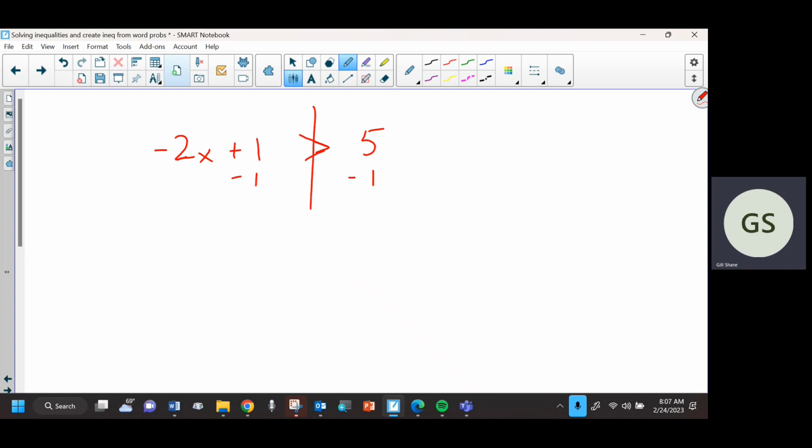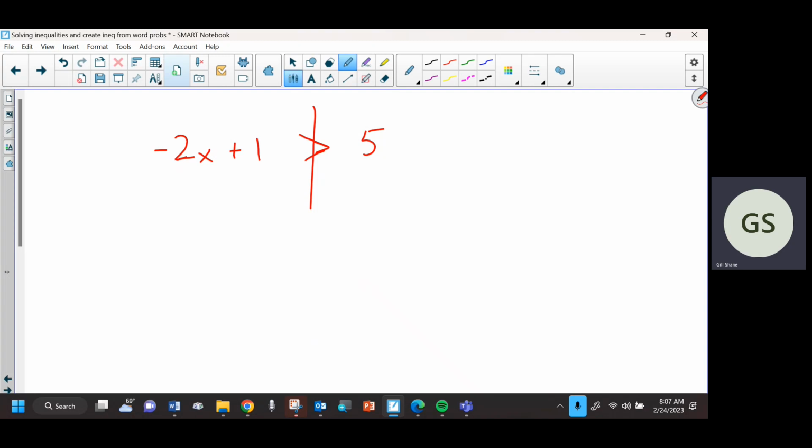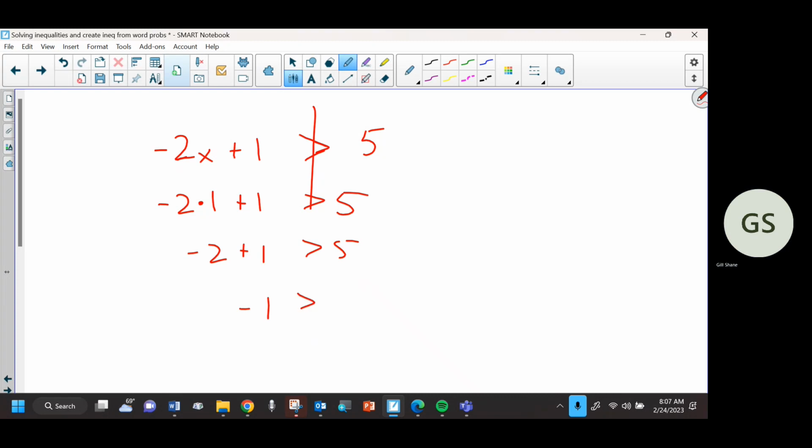All right. So let's plug in. Oh, missed that. So we say, okay, well, if I'm going to check my answer, -2 times 1 plus 1 is greater than 5. So that's -2 plus 1 greater than 5. Huh. -1 greater than 5. Cool. We solved it wrong. Everybody came up with the same answer. What are the odds that we all solved it wrong? Probably pretty slim. But that doesn't make the statement true, right?